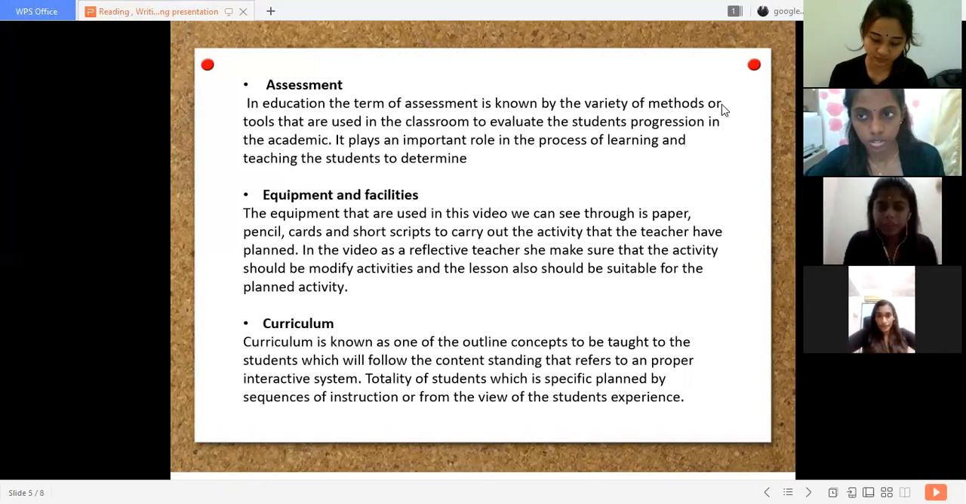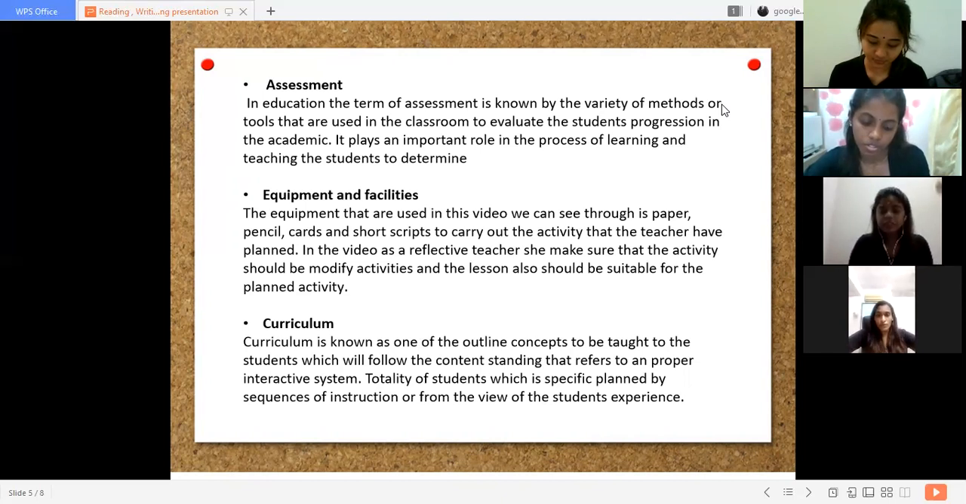Okay, next I'll be explaining about assessment. In education terms, assessment is known by a variety of methods, like quizzes, exams, and answering worksheets and more. So maybe the teacher will ask Q&A like that.